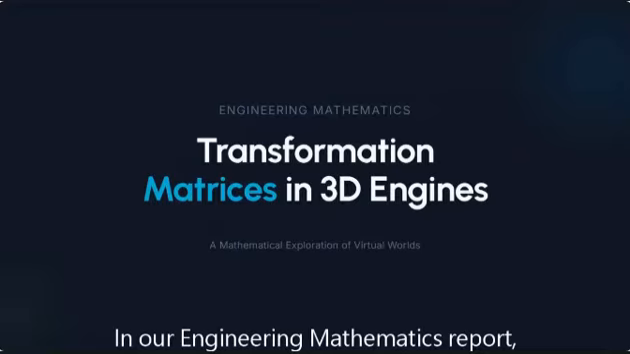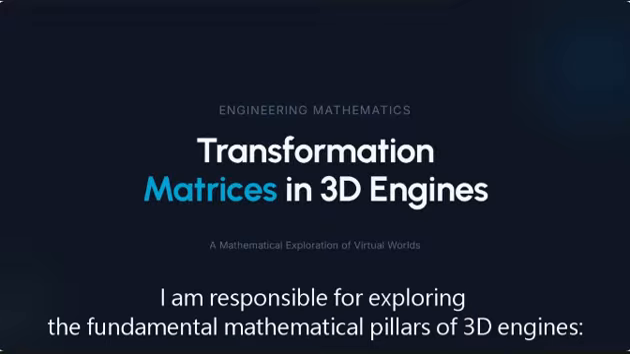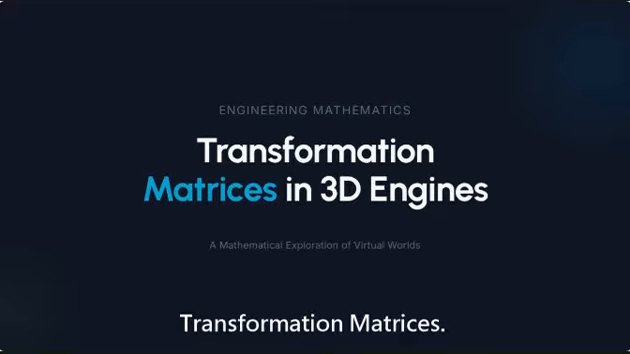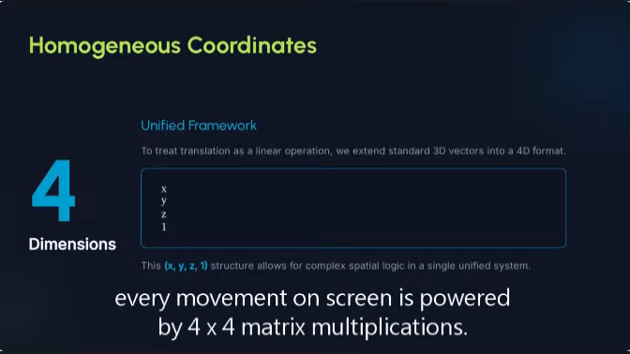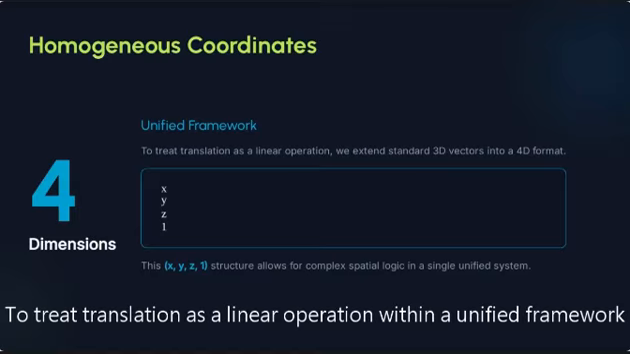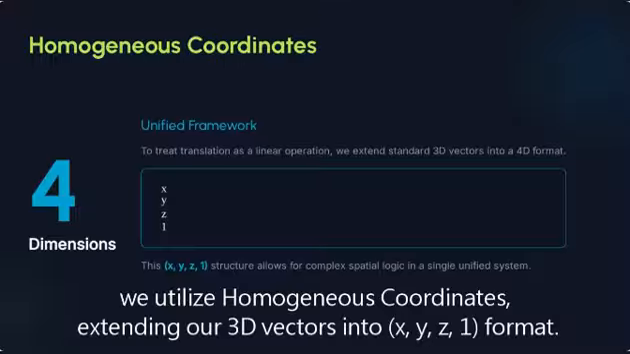Hello everyone, in our engineering mathematics report, I'm responsible for exploring the fundamental mathematical pillar of 3D engines: transformation matrices. Whether you are exploring a flat-made world or using CAD software, every movement on screen is powered by 4x4 matrix multiplication to treat translation as a linear operation within a unified framework. We utilize homogeneous coordinates, extending our 3D vector into x, y, z, w format.